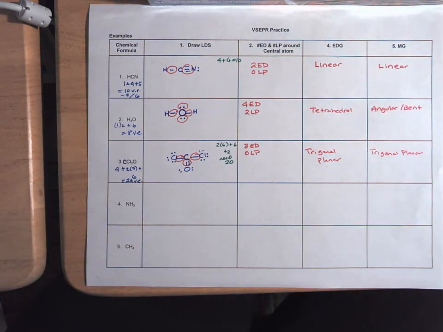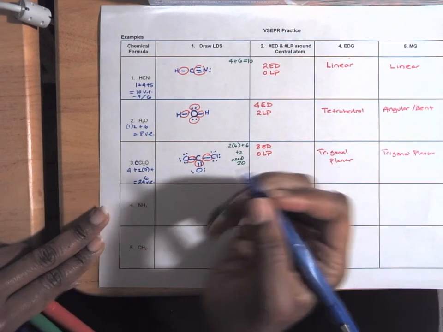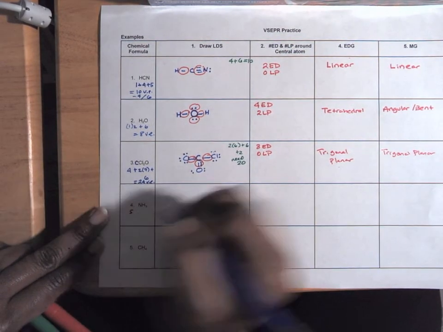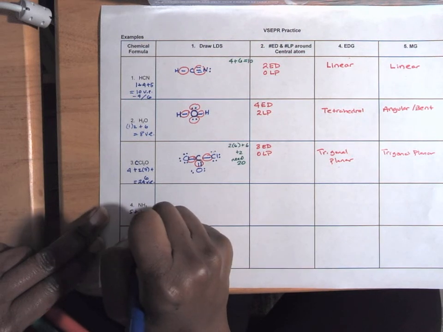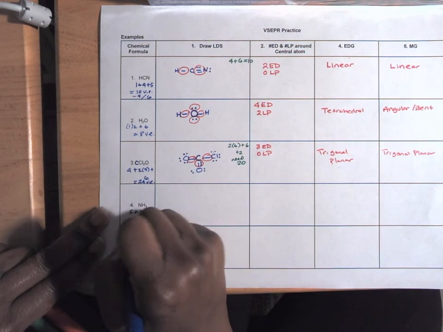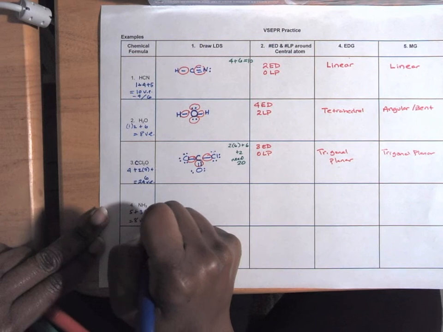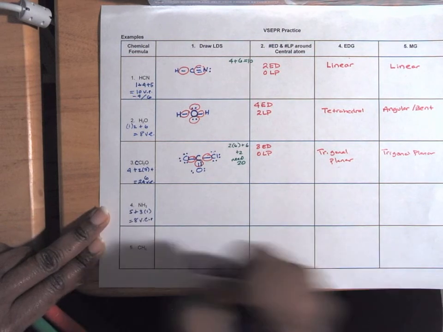All right, last two. NH3. Nitrogen is in group 15. It has 5 valence electrons. So again, we're starting with a Lewis dot structure. We're getting our total number of valence electrons. Each hydrogen has 1 valence electron. That's a total of 8. Okay, so we have 8 valence electrons.